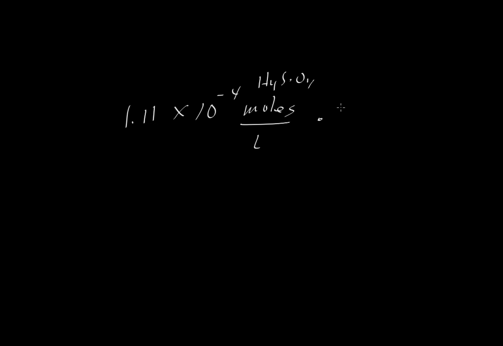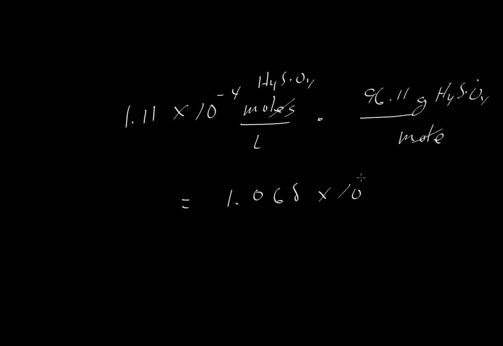And then we'd multiply it by the molecular weight. There are 96.11 grams of H4SiO4 per mole of H4SiO4. So the moles will cancel. 1.11 times 10 to the minus 4 times 96.11 will give us about 1.068 times 10 to the minus 2 grams per liter.